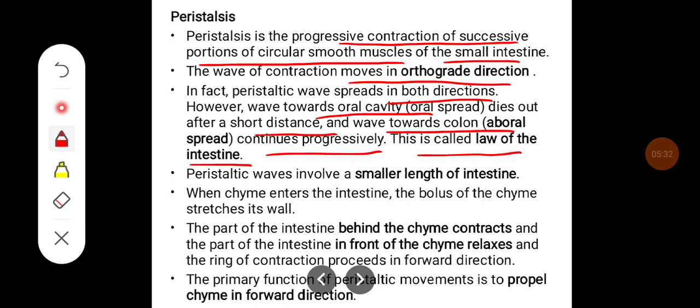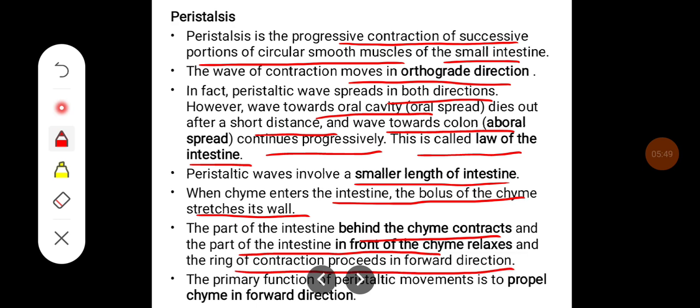Peristaltic waves involve a smaller length of intestine. When chyme enters the intestine, the bolus of the chyme stretches its wall. The part of the intestine behind the chyme contracts and the part of the intestine in front of the chyme relaxes, and the ring of contraction proceeds in forward direction. The primary function of peristaltic movement is to propel the chyme in forward direction.